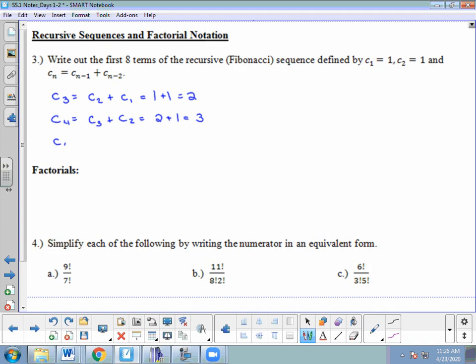We can continue again. C of 5. So C of 5 would be the 4th term added to the 3rd term. Our 4th term we found was 3. Our 3rd term we found was 2. So 3 plus 2 is 5. And we can continue this pattern. So see if you can find terms 6, 7, and 8 using this same general idea. So go ahead and pause the video, find terms for the 6th term, the 7th term, and the 8th term.